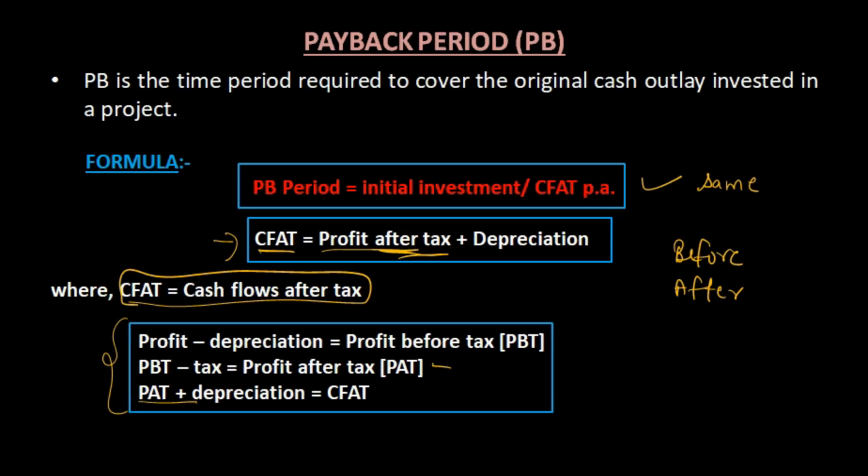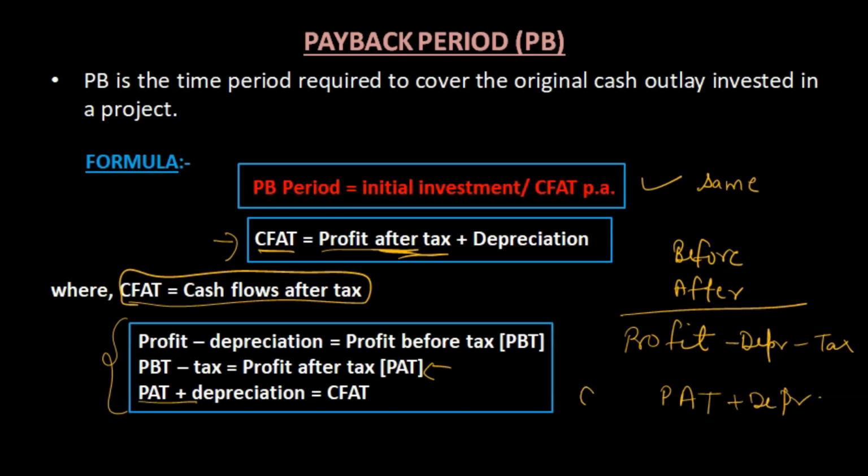For profit after tax, we have to deduct tax from the profit. That is what I told you. And for profit after tax, if profit is given in the question, we have to deduct two things from this profit: first depreciation and then tax. When we deduct these two things from the profit, we get profit after tax. That is what we need. Then profit after tax plus depreciation will be CFAT. This is how we will find out CFAT.